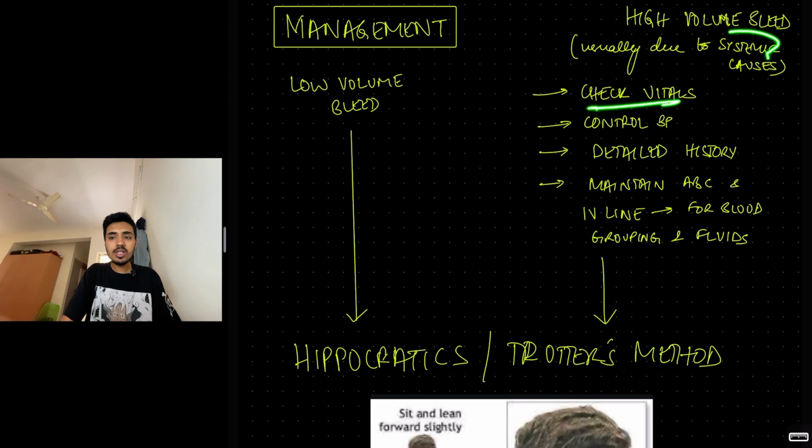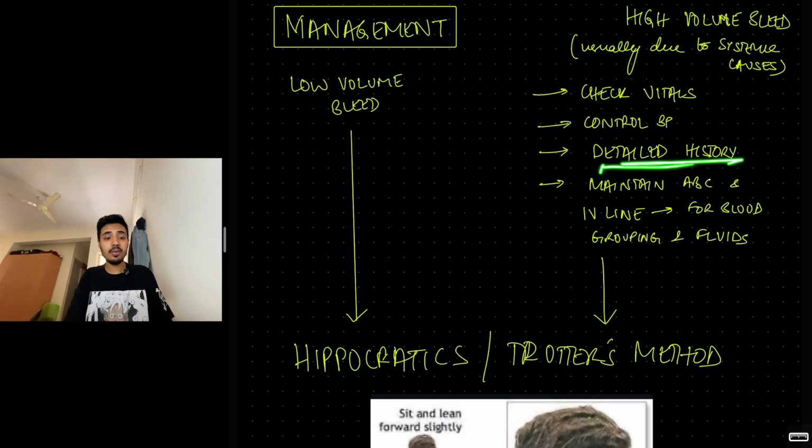And because it is due to systemic causes, usually high volume bleeds, you have to take a detailed history to rule out stuff like hemophilia and stuff like that. Then maintain airway, breathing, circulation, and you have to keep an IV line ready, because in case the patient needs IV fluids or needs blood transfusion, stuff like that, you have to keep an IV line ready.